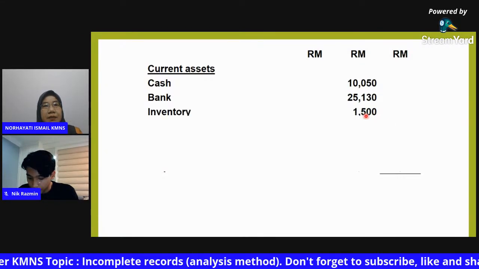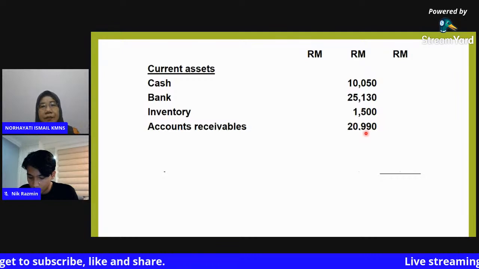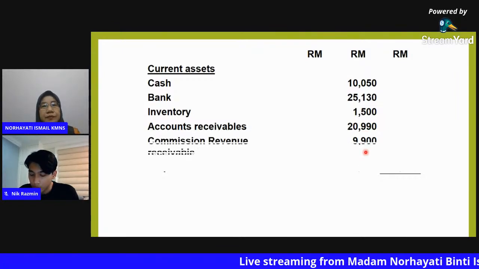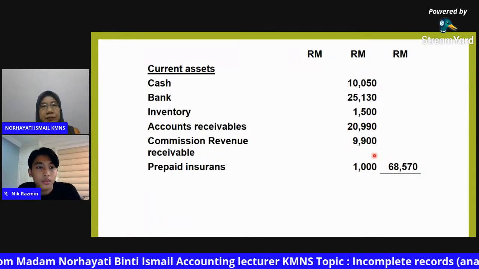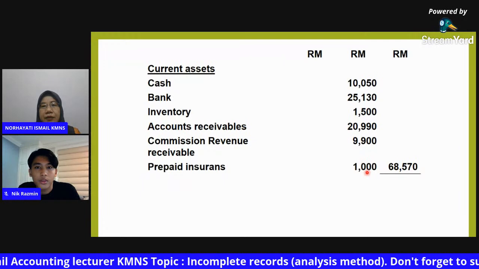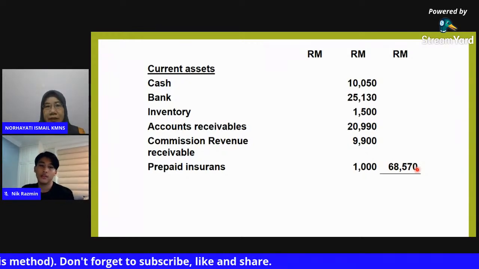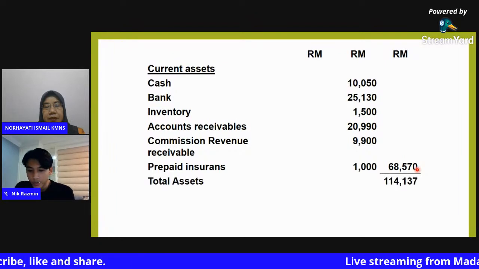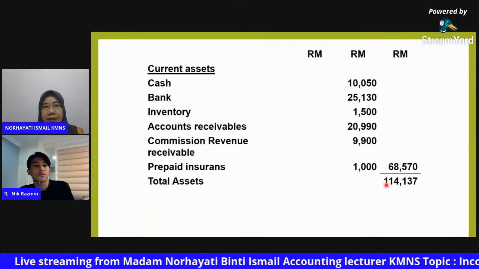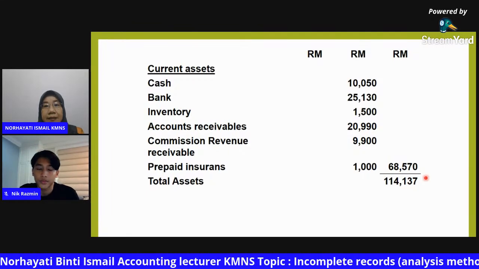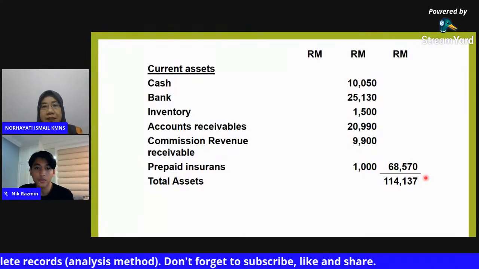Okay, inventory given in the question, account receivable also given in the question, ending balance, commission revenue receivable given, ending balance, and prepaid insurance given in the ending balance. And you got the total for current asset 68,570. So the total asset that we have calculated for current plus non-current asset, the total is 114,137.